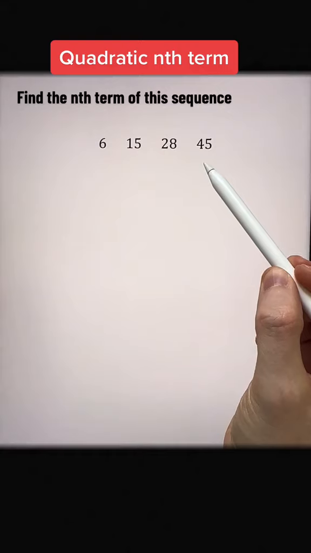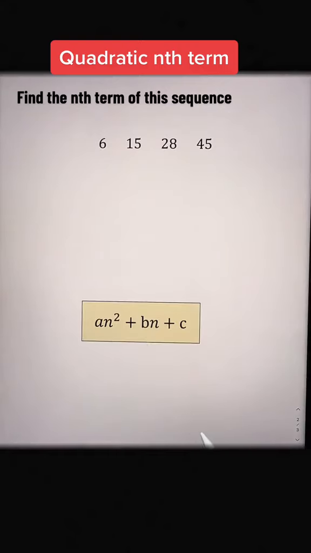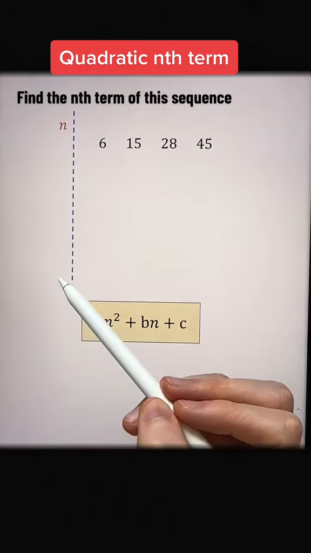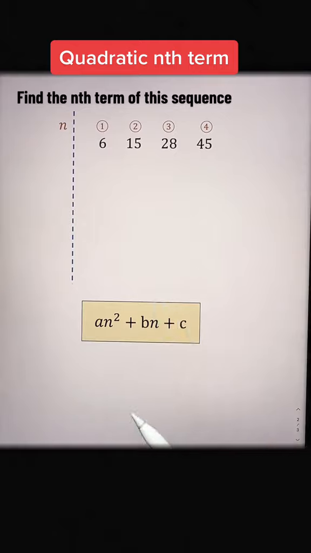Here we are asked to find the quadratic nth term. We should know the quadratic nth term will always take the form an squared plus bn plus c, where a, b and c are to be found. Our first step is to draw a margin on the left-hand side. We label n as being our position, hence our first, second, third and fourth term.